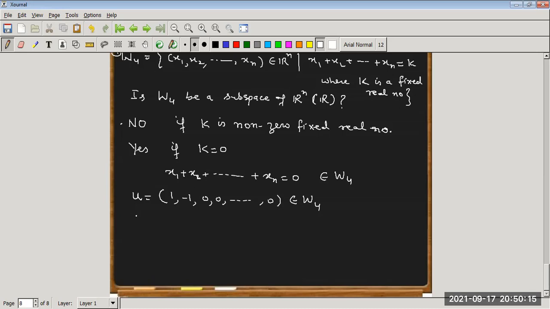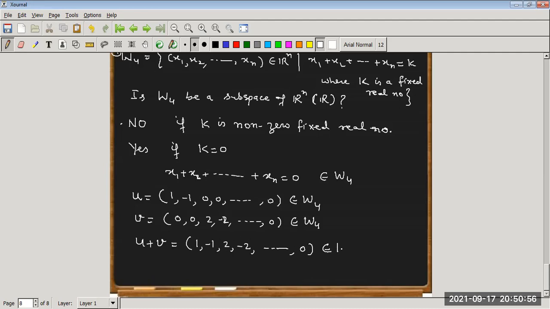Now if we take V to be 0 0 2 minus 2 and the rest 0, this also belongs to W4. So if we add U plus V, we get 1 minus 1 2 minus 2 and all other entries are 0. If we add all the entries, the sum is equal to 0.